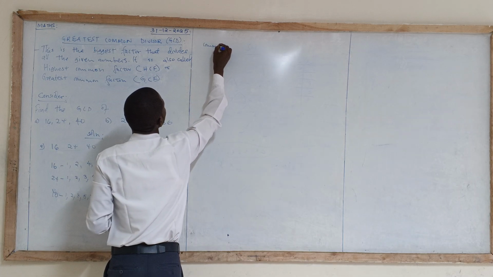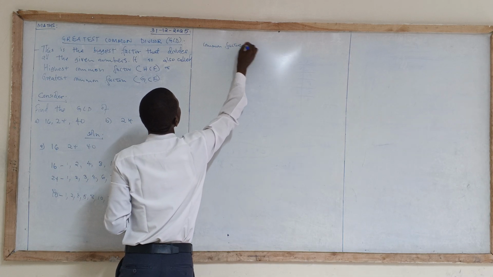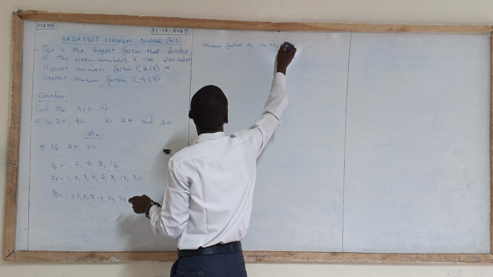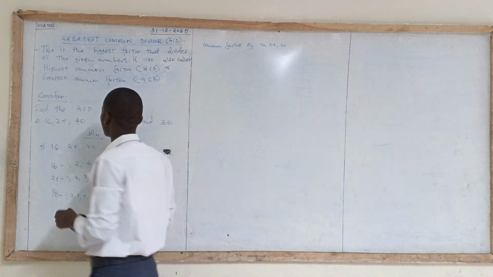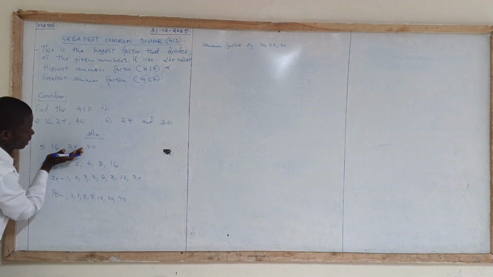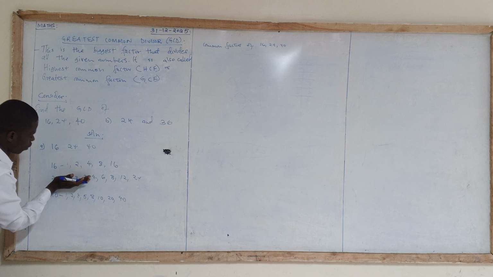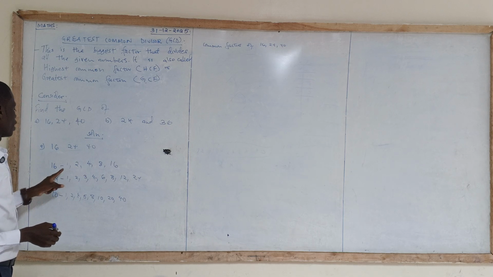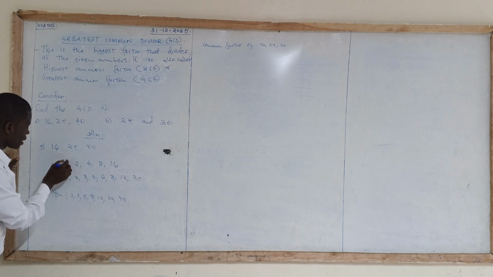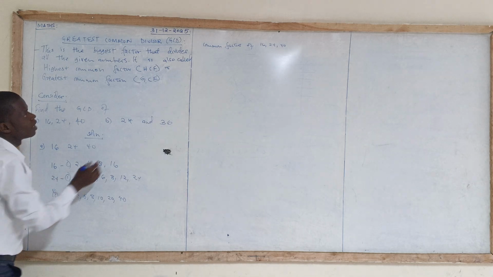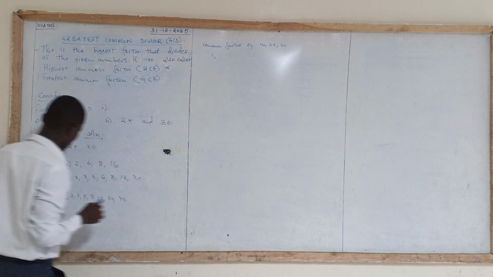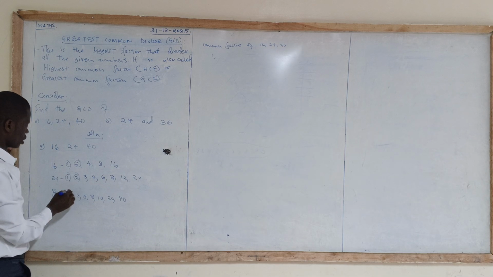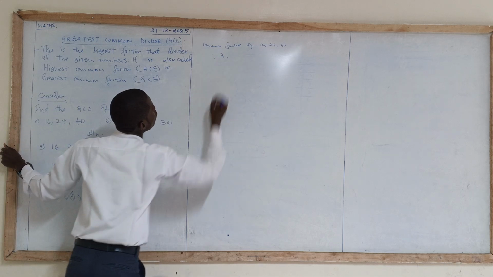Common factors of 16, 24, 40. So what are the common factors? The factors that are in 16, 24, and 40. Can we list all of them? Okay, yes. The first one is 1. 1 is here, 1 is here, 1 is here. So 1, then the next one, 2. 2 is here, 2 is here, 2 is here. So we move to 2.